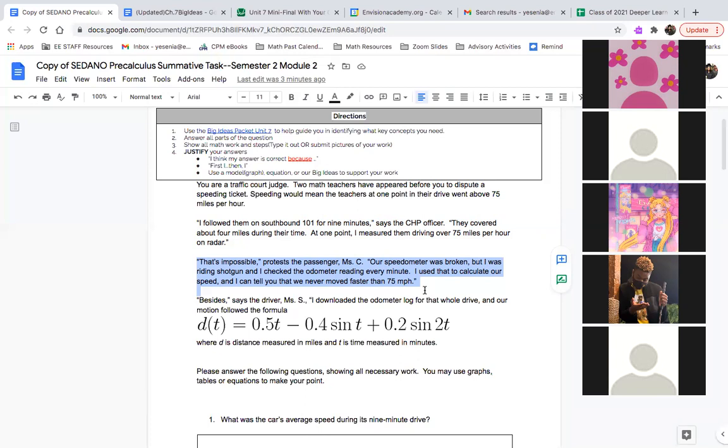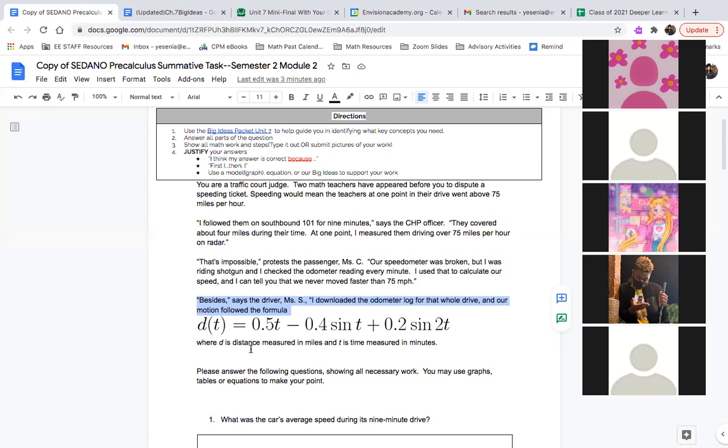According to Miss C, they never moved faster than 75 miles per hour. You're going to analyze what Miss C did in question 3 in this mini final. But for the moment, just keep in mind that the speedometer was broken for the teacher. So they don't know exactly if they were speeding, but what we're going to be using is what Miss S has. It says, besides, says the driver, Miss S, I downloaded the odometer log for the whole drive, and it was followed by this formula. This is the formula we're going to be using, because that's the only log they downloaded. So this is actual evidence rather than a he-said, she-said kind of argument. We're going to base our evidence on this function.